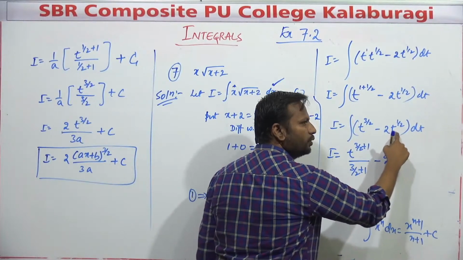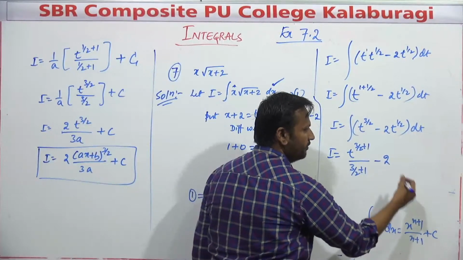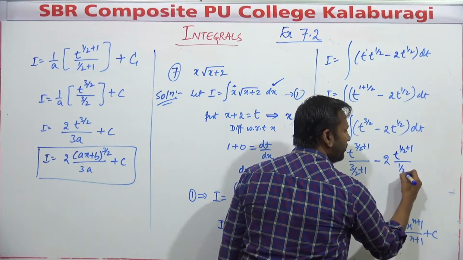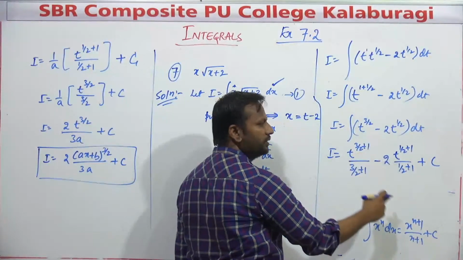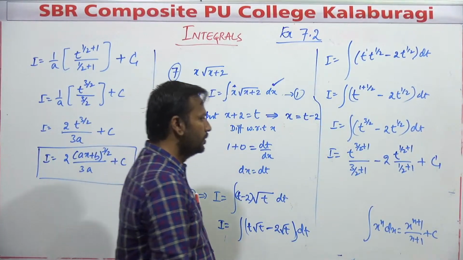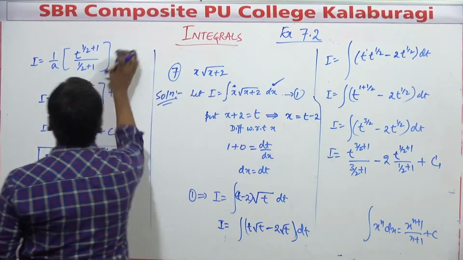Again this one, t raised to half. Again it looks like this way here. Yes or no? Again you apply in this manner: t raised to half plus 1 divided by half plus 1, plus c. After the process of integration, at last you should mention the integral constant c. Right? So now, again further simplification. Further you simplify.